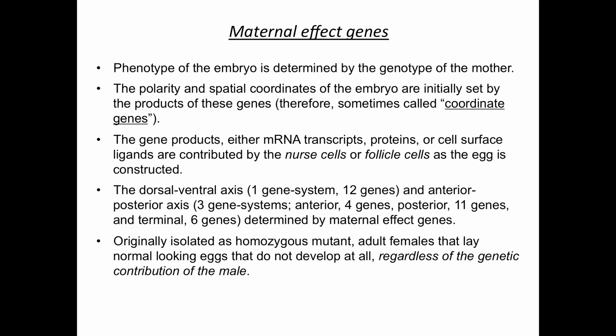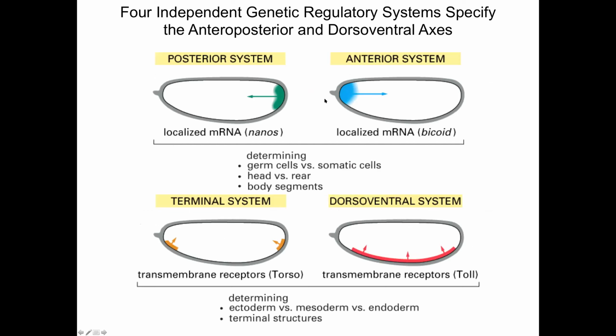Okay, so what I meant about the coordinate axes is this. This is the anterior and the posterior. This is established. The dorsal ventral, so the back and the tummy, gets established. And the terminal system, as in the two ends. You know, the tip of the head and the tip of your toe are the two ends. That's exactly what the terminal system does.